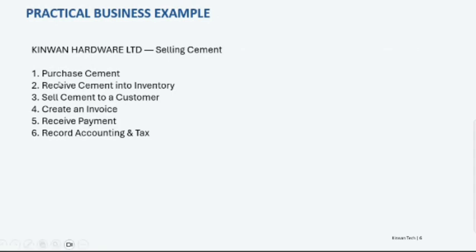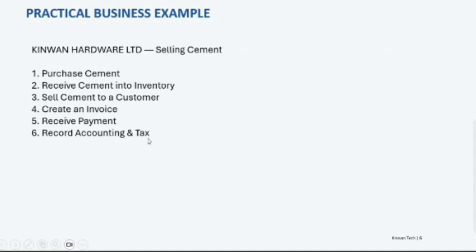So part 1, you purchase cement under the same system. That is where you purchase the cement, and when the purchase is done, you receive the cement into the inventory under the system. Then you sell the cement to the customer, also in the same system. You create an invoice which can also be automated. Then you can receive the payment and record accounting and tax.